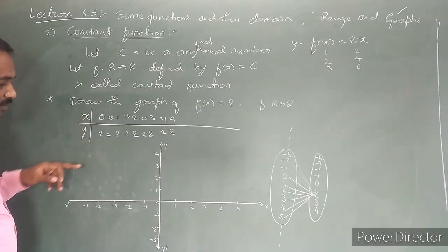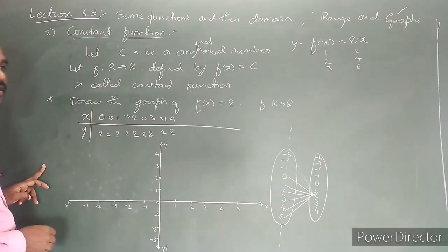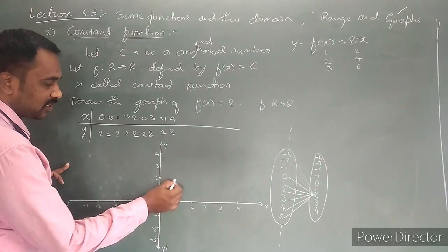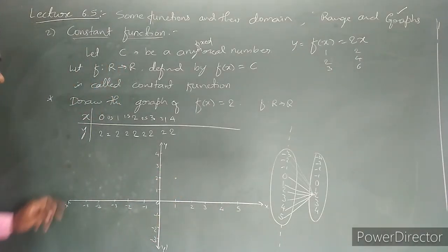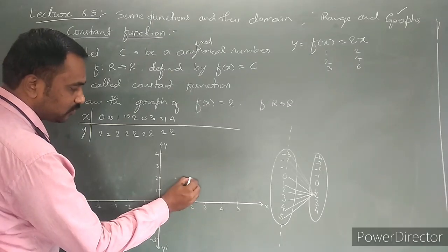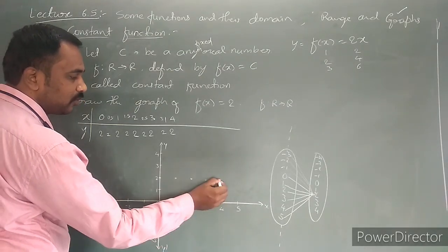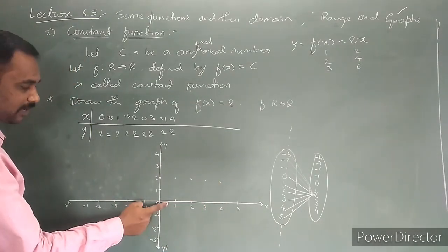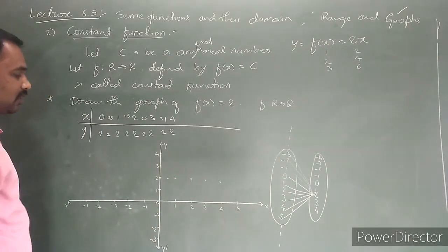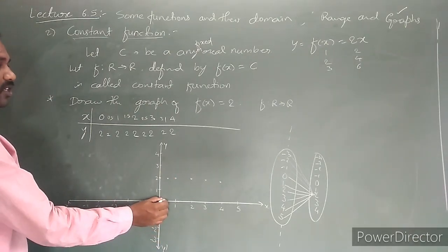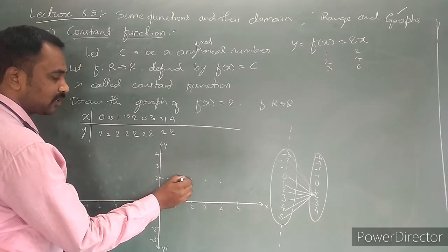Here it is -1, -2, -3, and so on. Plot the points (0, 2). The point (0, 2) is here. Next (1, 2), the point is here. Are you sure? Next (2, 2). Then (3, 2), (4, 2), like that. Here is (0.5, 2). What is the image of 0.1? (0.1, 2), like that. (1.5, 2), like that.